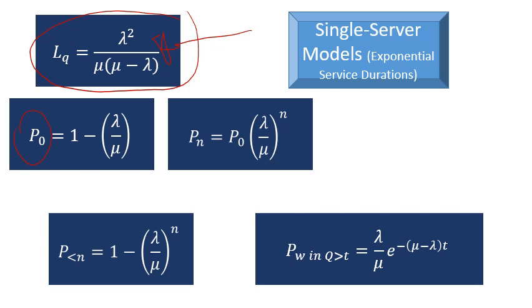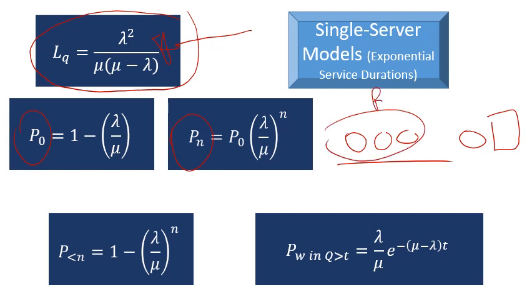P0 is the probability of zero customers in the system. This is not zero customers waiting in line, but in the system. PN is the number of customers in the system, not in the waiting line, in the system as a whole. So if we have 3 customers waiting and 1 customer being served, this would be a probability of 4 customers in the system. Sometimes a question might ask what is the probability of 3 customers waiting in line.